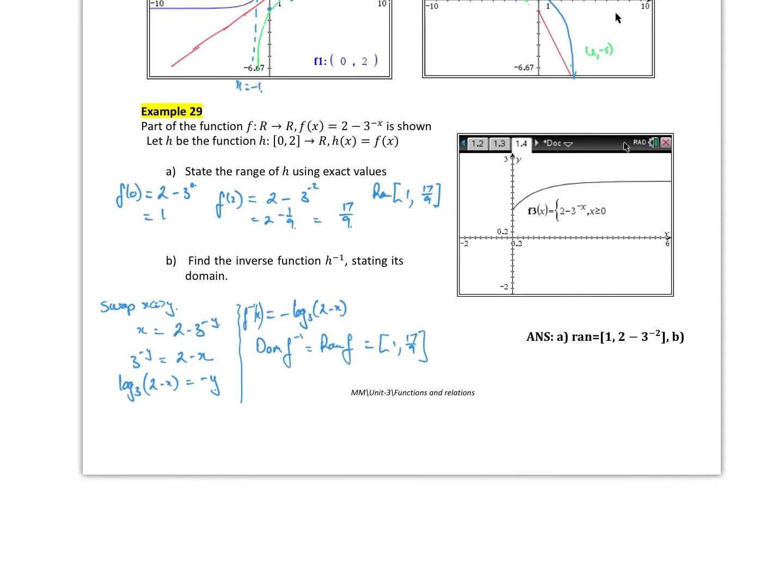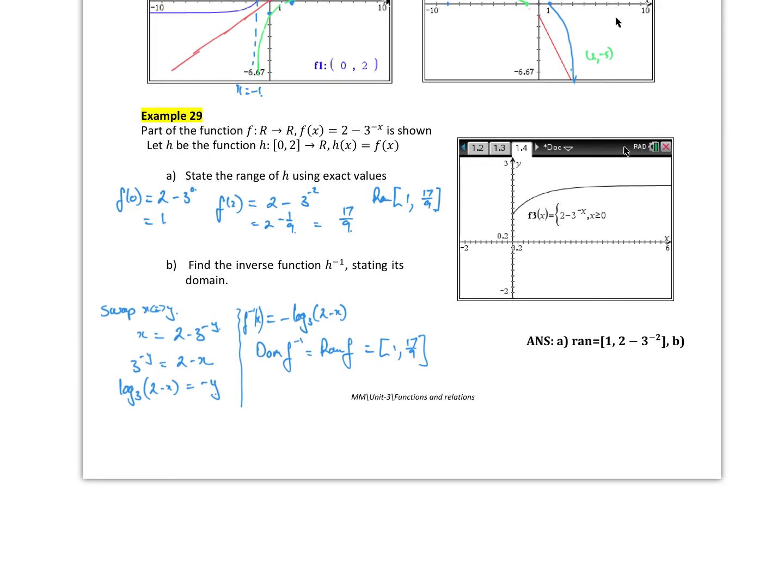Question 29. Part of the function f of x equals 2 minus 3 to the minus x is shown. Let h be from 0 to 2. State the range of h using exact values. So the range of h is determined by the domain, isn't it? If we consider f of 0, 2 minus 3 to the 0, which is 2 minus 1, which is 1. f of 2 is 2 minus 3 to the power of minus 2. 3 to the minus 2 is 1 over 3 squared, which is 1/9. So 2 minus 1/9 is 18/9 minus 1/9, which gives me 17/9. So there's my range of values there, from 1 to 17/9.